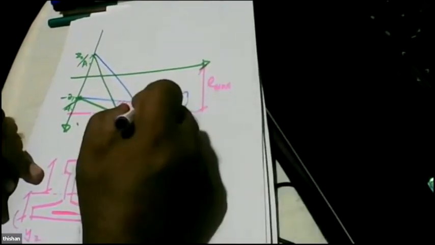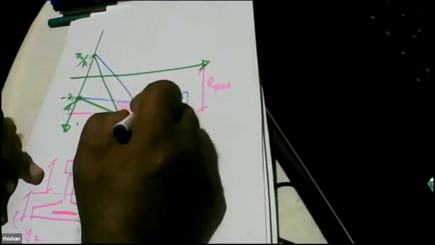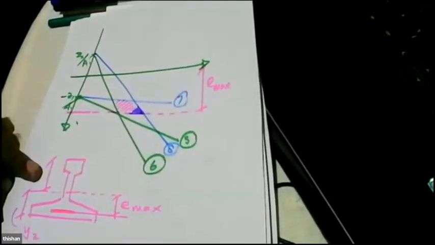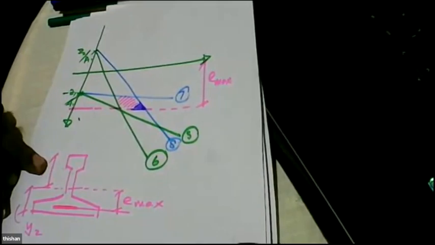Why? Because this is the area that will give you the minimum pre-stress, and because it gives the minimum pre-stress, we can get an economical section. So that is the method.